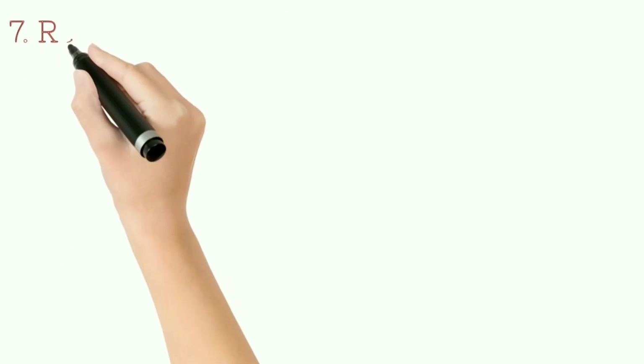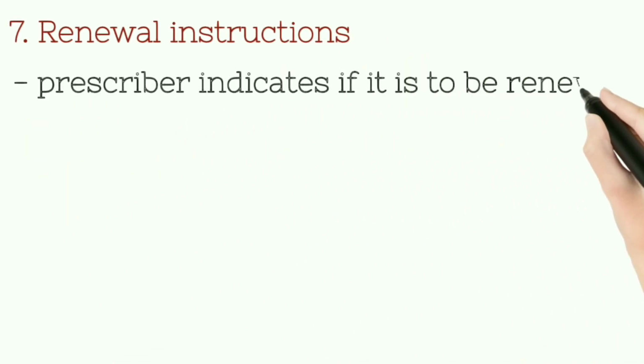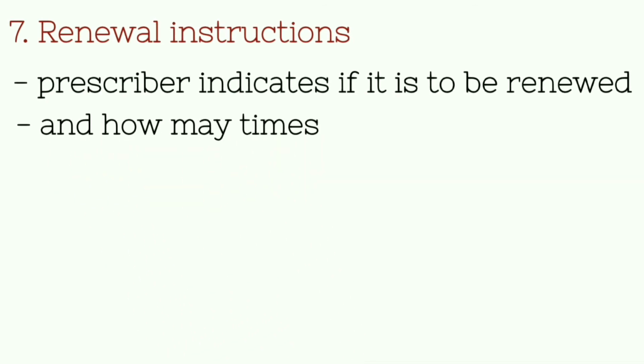The second last part of the prescription is renewal instructions. The prescriber indicates on every prescription order whether it may be renewed and, if so, how many times. This is very important, particularly in a prescription containing habit-forming drugs, to prevent its misuse.